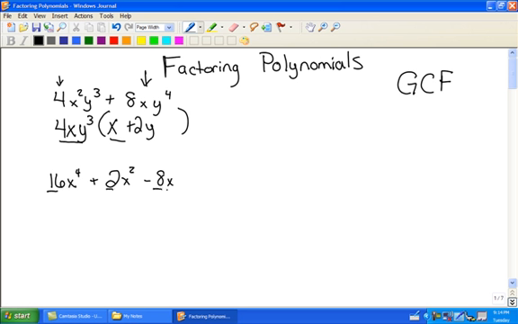A 16, a 2, and a negative 8 all have a 2 in common. They also each have an x. We can say at most they all have 1x because this last term only has 1. If we multiply that times another number to get the first factor, 2 times 8 will give us 16. We have x, we need x to the fourth, which means we're going to need to put x to the third.